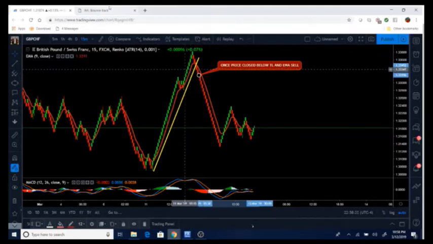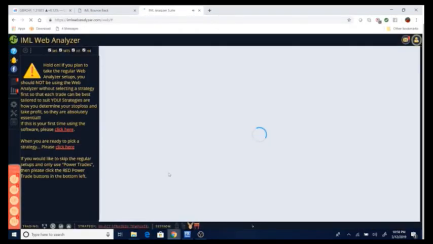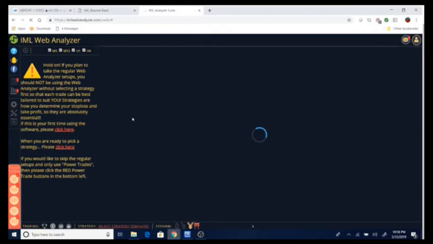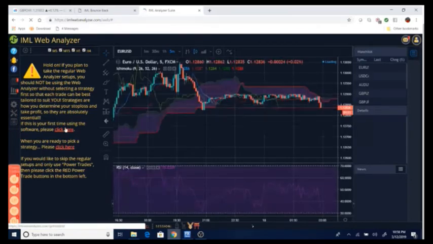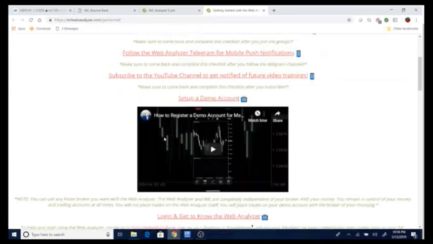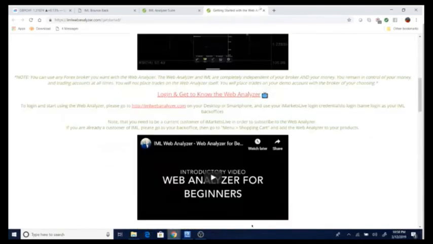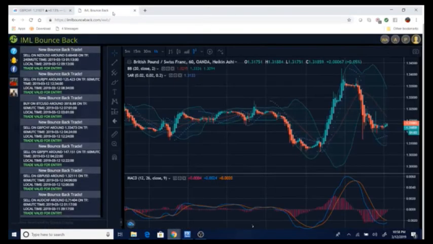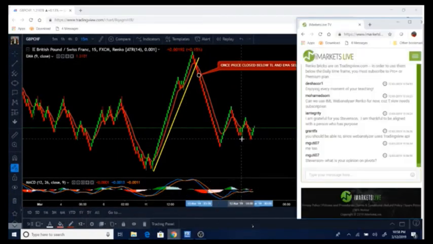But I don't have access to the web analyzer. I don't even know what the web analyzer is. This it? I've never used this thing. So anything you ask me about this, I have no idea. This is the very first time I'm even looking at this, to be honest with you. Yeah, I'm lost, so I don't use this. But I'm just giving you an idea of what you can do.